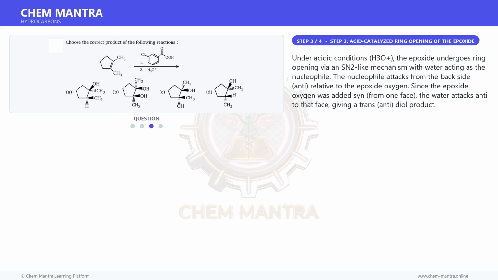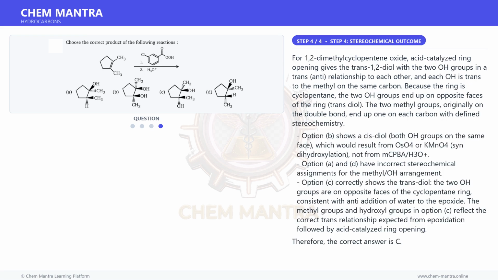Moving on to the next step. Under acidic conditions, H3O+, the epoxide undergoes ring opening via an SN2-like mechanism with water acting as the nucleophile. The nucleophile attacks from the back side, relative to the epoxide oxygen. Since the epoxide oxygen was added syn, from one face, the water attacks anti to that face, giving a trans-anti-diol product. And for the final step.